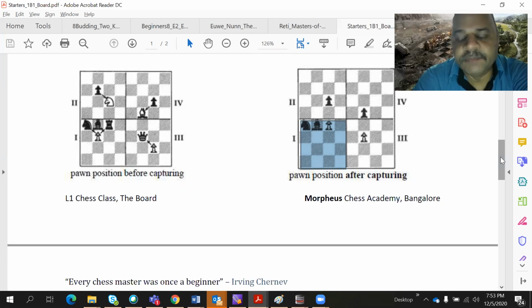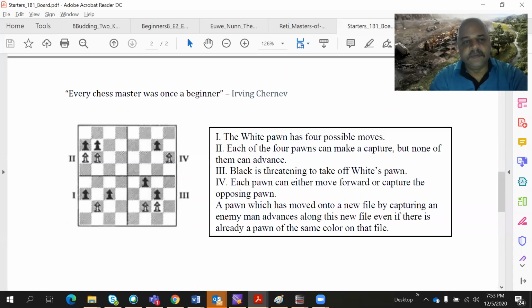But once it has moved, after that it will only be able to make one move at a time, one square at a time, right? That is how the pawns move. Okay, so clear so far. Then we will go to the next thing.